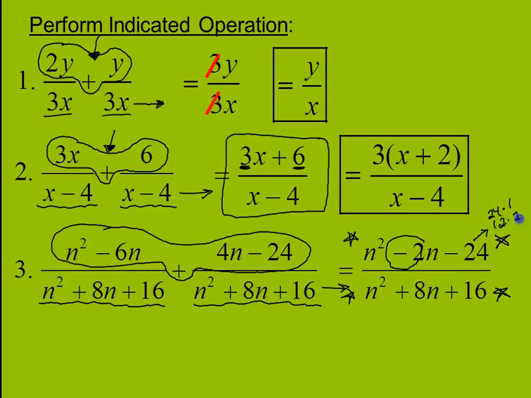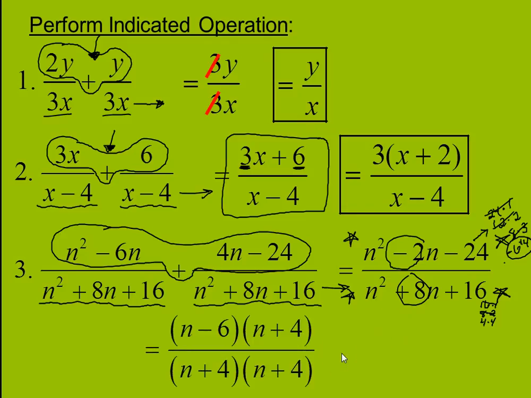So 24 times 1, 12 times 2, 8 times 3, 6 times 4. What gives me 2 when I add them? Nope, nope, nope. 6 and 4. What kind of a 6 to get this negative 2? It's going to have to be a negative 6 and a positive 4. Same thing on the bottom. Multiplies to 16, 16 times 1, 8 times 2, 4 times 4. How am I going to get this plus 8 right here? 16 and 1 doesn't give me 8. 8 and 2 doesn't give me 8. 4 and 4. And how do I get a plus 16 and a plus 8? 4 and 4. Now that I factored them, do what we did yesterday.